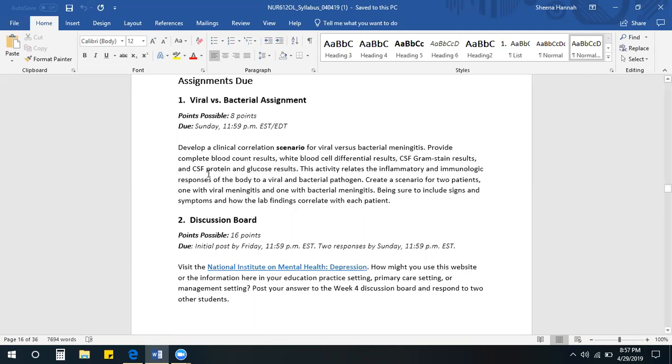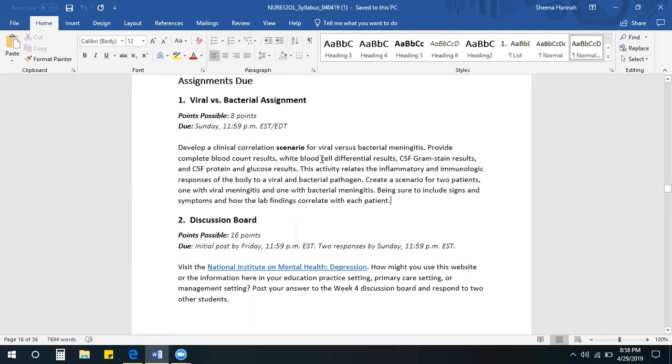Provide the complete blood count results. That's the full CBC, so make sure you list the full CBC. And I don't want a range. I want you to pick a number. Let's say, for instance, in bacterial meningitis, your white blood cell count's high. Don't just say high, or don't just give a greater than 11,000. Pick a number. Pick 15,000, whatever you want to. Make this like a real case that you might come into contact with.